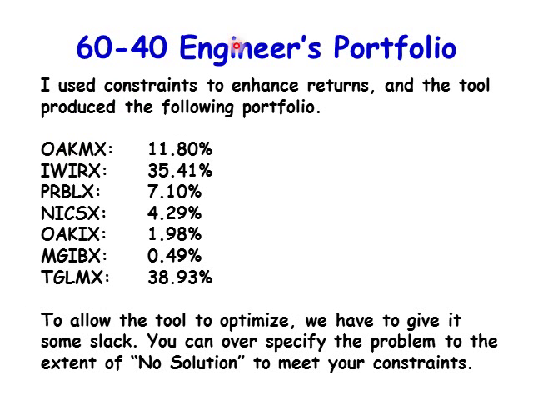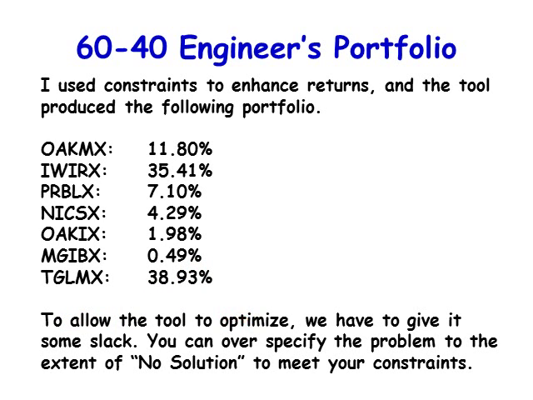Okay, the 60/40 engineer's portfolio. I used some constraints to enhance returns, and the tool produced the following portfolio: Oakmark 11.8%, IWIRX 35.41%, and PRBLX 7.10%. See that most of the large cap allocation went through the IWIRX fund here, and this is a mid cap growth fund, NRCSX, Oakmark International, MGIBX 0.9%, and over here the bond fund allocation is 38.93%.